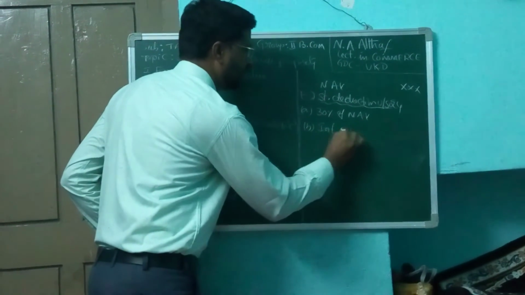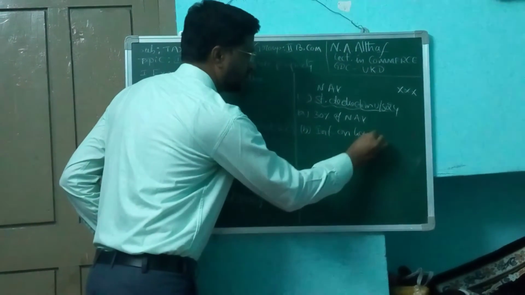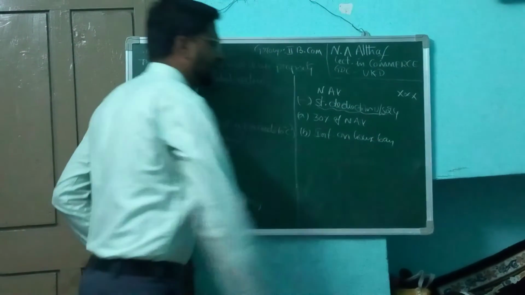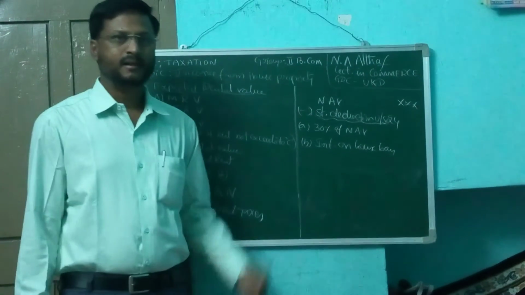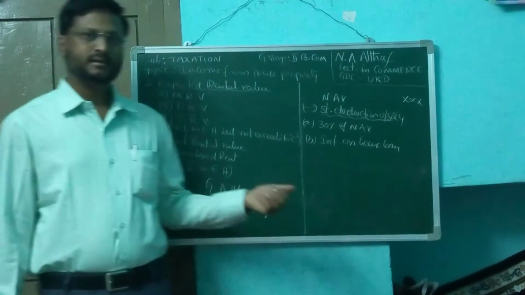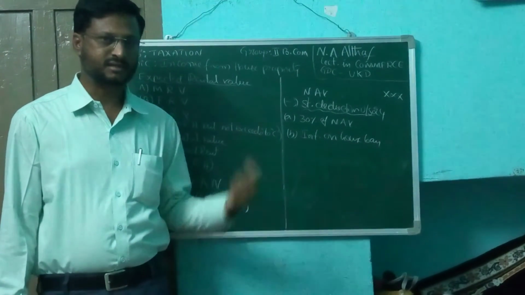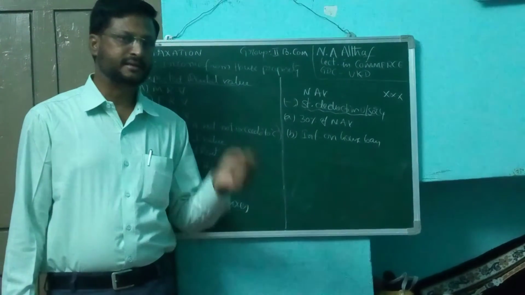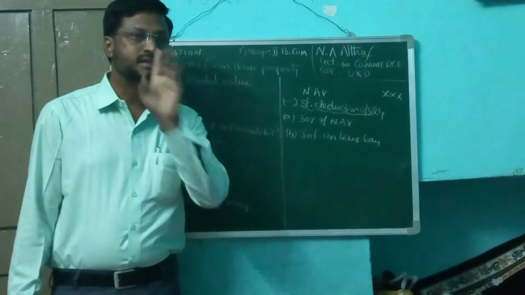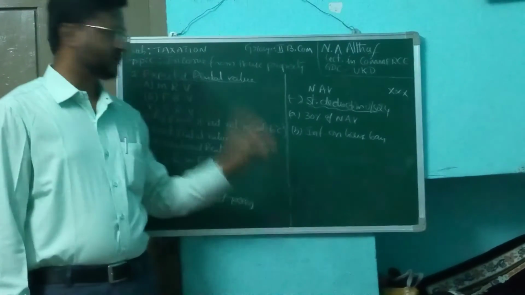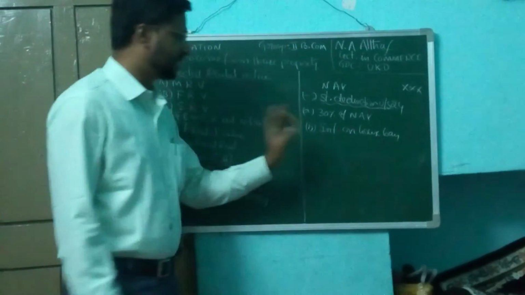And then B, interest on house loan. If the owner took a loan from the bank for construction of such a house, then the deduction will be allowed on such houses. So that is the second one.